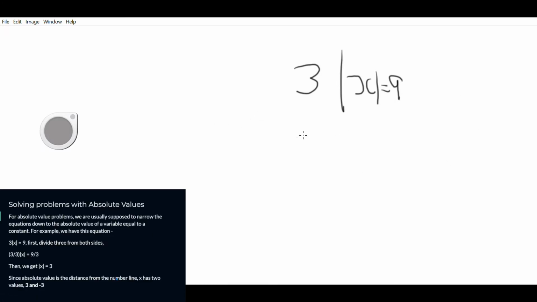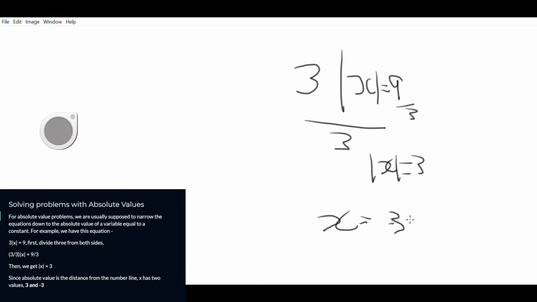So let's solve a problem with absolute values. Suppose we have the absolute value of 3 times x is equal to 9. To solve this, we can use similar properties as we would with brackets. We can divide both sides by 3 to get the absolute value of x is equal to 3. And since we know what an absolute value is, we can say that x is equal to negative 3 and 3.